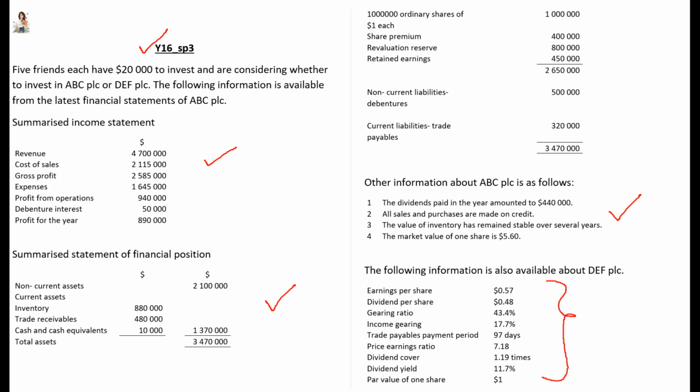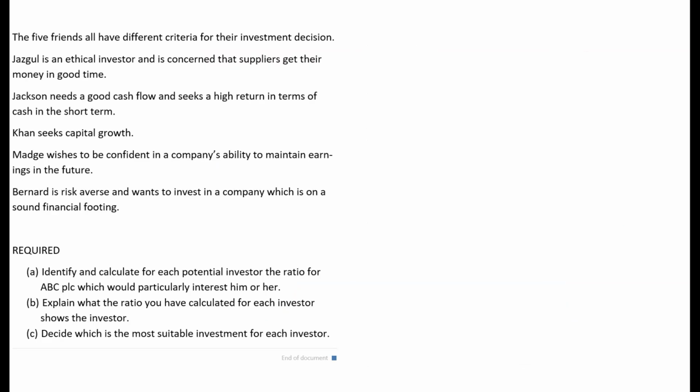Next, we have been provided some ratios of the other company, that is DEF. We have also been told that each friend has certain preferences regarding their investment. Jasgol is an ethical investor and is concerned that the suppliers get their money in good time. Jackson needs a good cash flow and seeks a high return in the short term. Khan seeks capital growth. Madge wishes to be confident in a company's ability to maintain earnings in the future. Bernard is risk averse and wants to invest in a company which is on a sound financial footing.